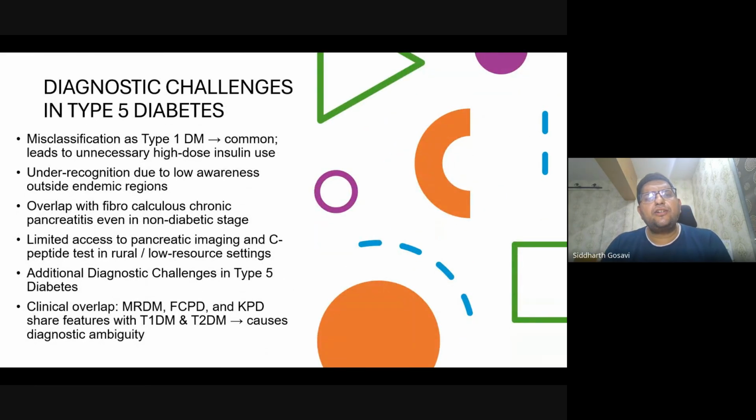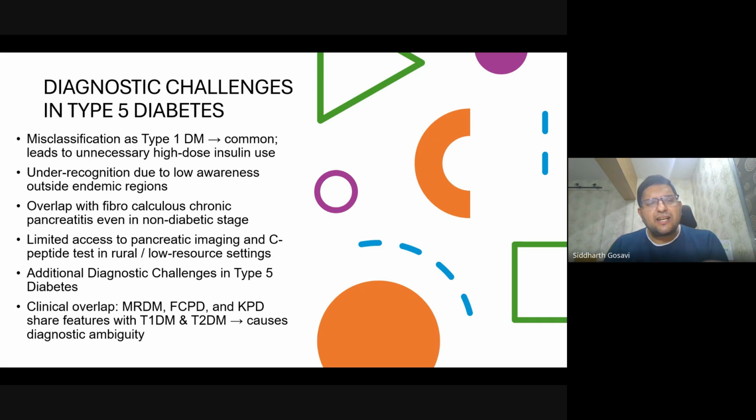There are very common diagnostic challenges. It is very commonly misclassified as type 1 DM, which leads to unnecessary insulin misuse. There will be high doses of insulin prescribed. There is under-recognition due to low awareness about type 5 diabetes outside the endemic regions. It very commonly overlaps with FCPD, even in the non-diabetic stage. And there is very limited access to special tests like C-peptides, autoantibodies, and pancreatic imaging in low and resource-limited settings.